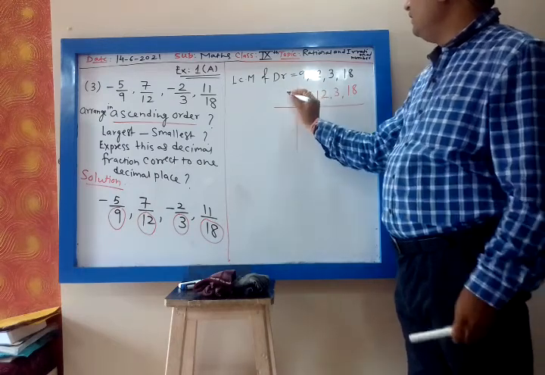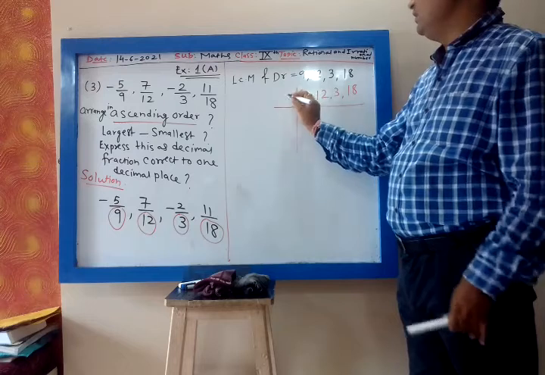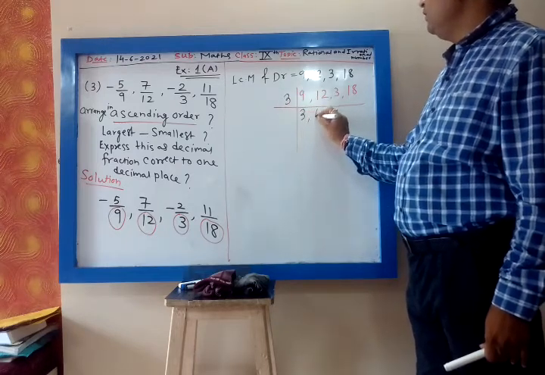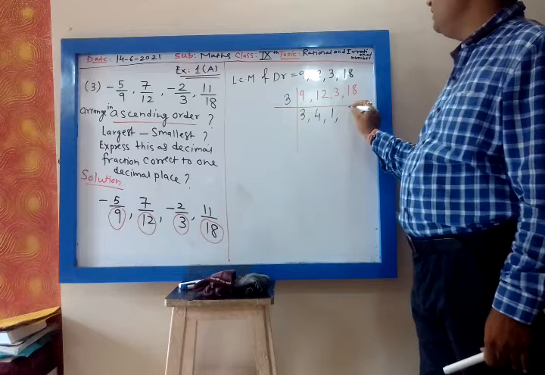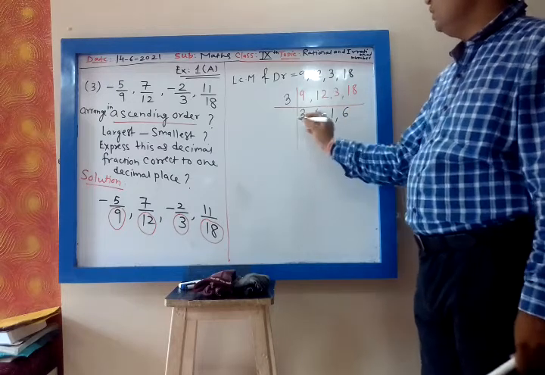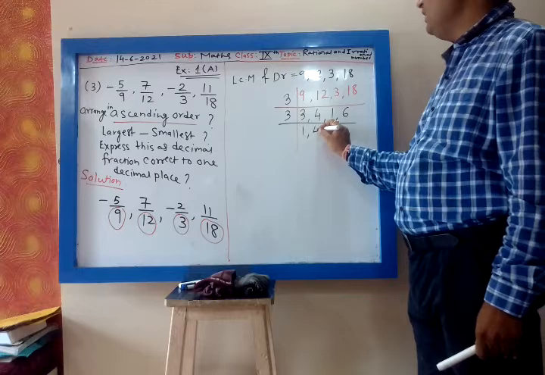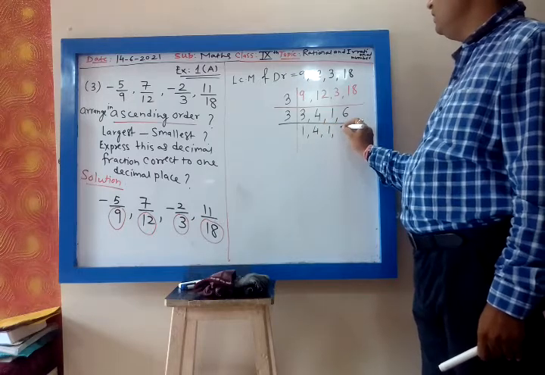We start with 3. We start with a prime number. 3 3s are 9, 3 4s are 12, 3 1s are 3, 3 6s are 18. Then one more 3 is there. So 3 1s are 3, 4 we write as it is, 1 we write as it is, 3 2s are 6.